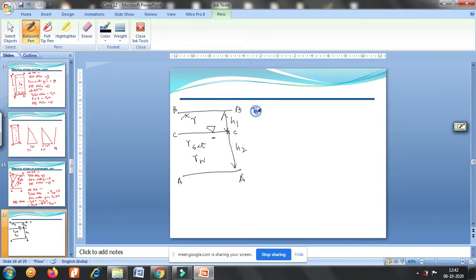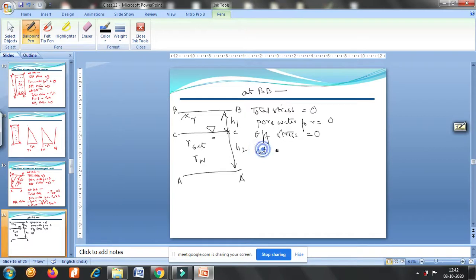So the total stress, first at BB. Let us consider BB. What is the total stress at BB? BB is the top surface, so the total stress is equal to 0. What is the pore water pressure? It is also 0. And what is the effective stress? The effective stress is the total stress minus the pore water pressure, so both are 0, and the effective stress is also 0.